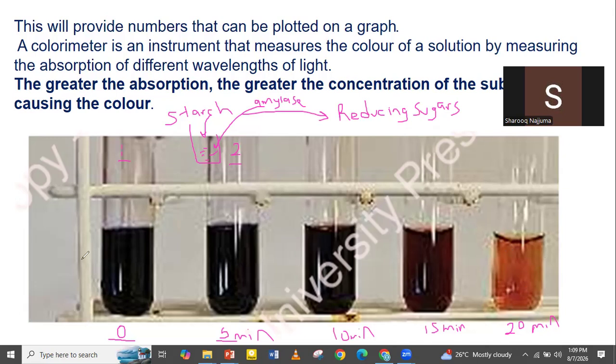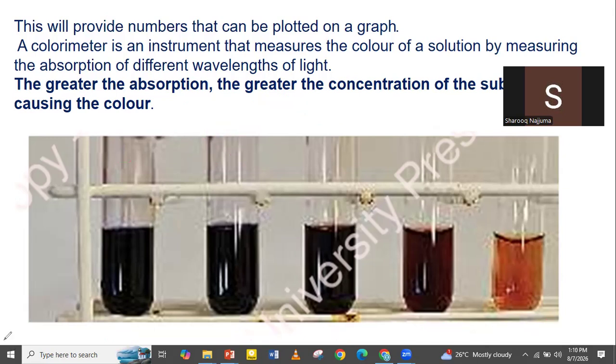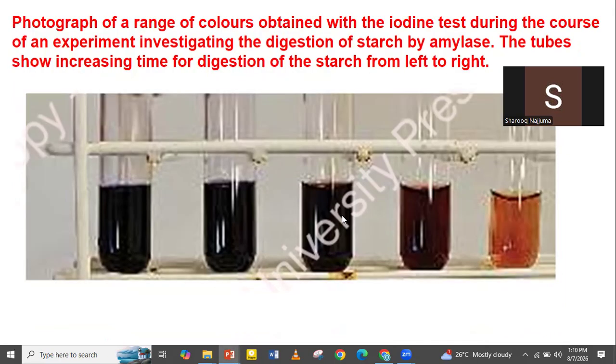And the results, we can predict the results. Test tube 1 will obviously have the highest absorbance, and the last test tube, which is test tube number 5, will have the lowest absorbance. So that is how a calorimeter works. It allows you to track the progress of a reaction, especially a reaction that involves color changes. So you'll be using a calorimeter.